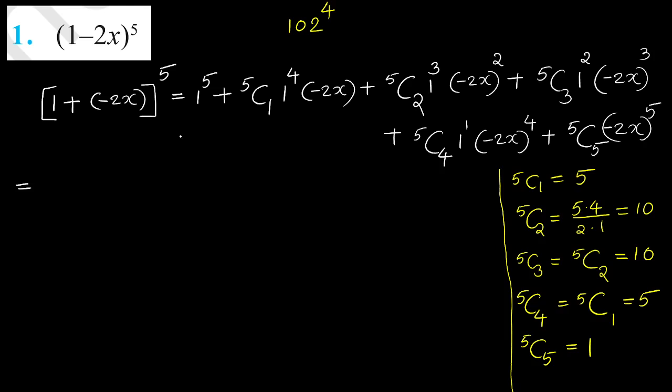So let me complete it. 1 raised to 5 is 1. 5c1 is 5, you agree with me? Let me complete the solution. After that you can ask me doubt. Minus 2x. 5c2 is 10. Minus 2x whole square, can I write in a single step? Minus 2 square will be 4, x square.